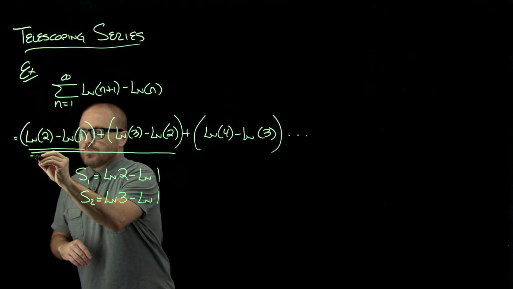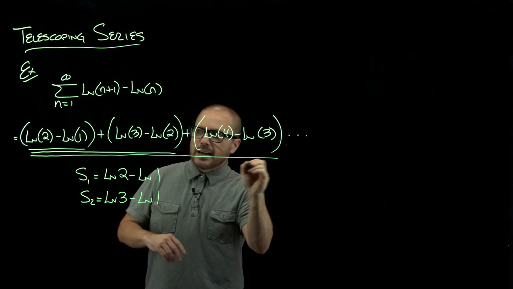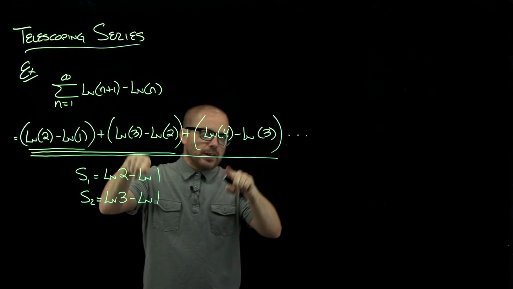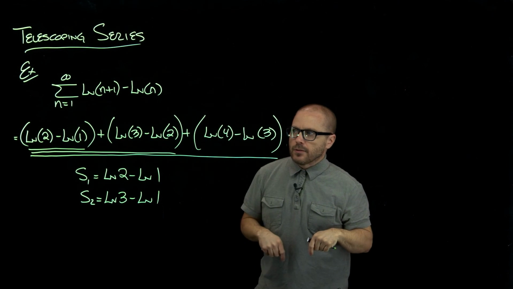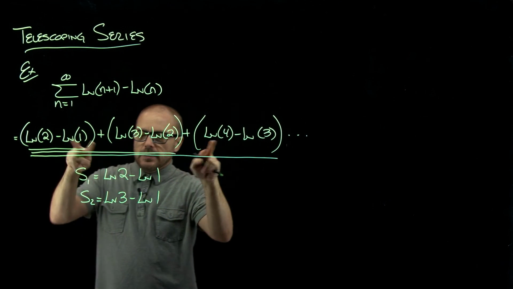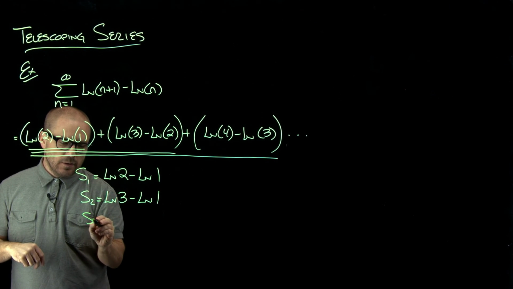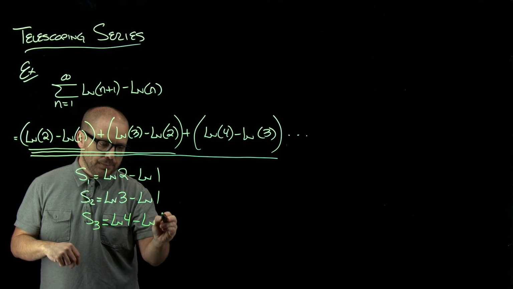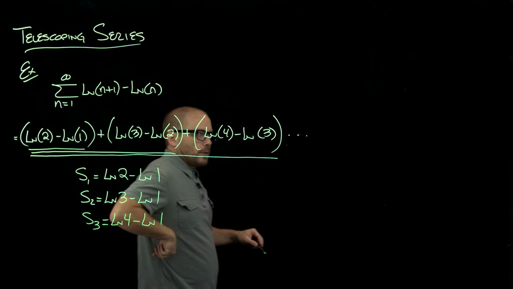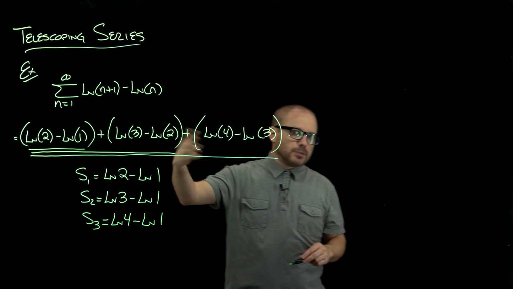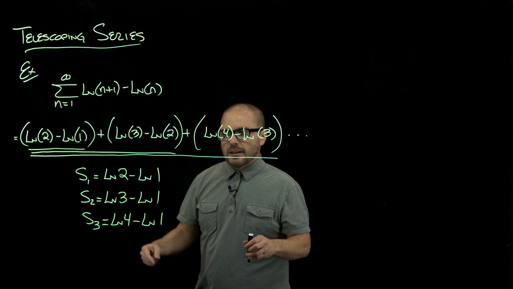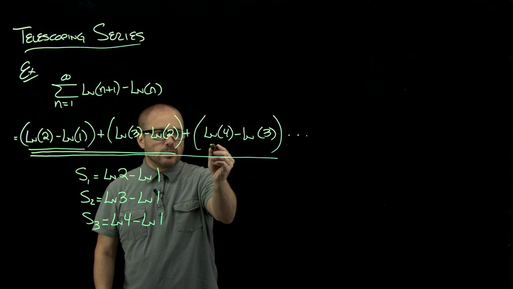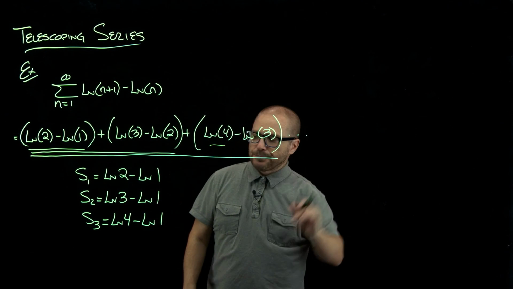Same thing is going to happen for the third partial sum. When we bring that in, the natural log of 2 cancels the natural log of 2. Now the natural log of 3 cancels the natural log of 3. And all we have is the natural log of 4, minus natural log of 1. So no matter how high we go in those partial sums, all the middle terms are canceling, except for that first term. That natural log of 1 is always there. And then we're always left with the beginning of the next term.